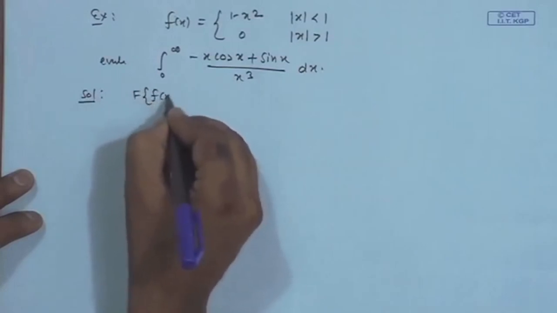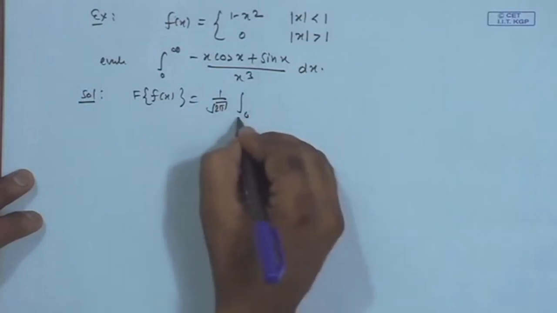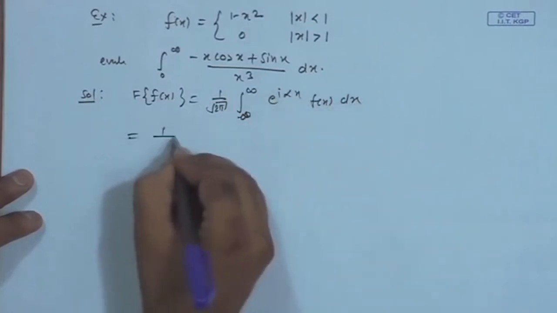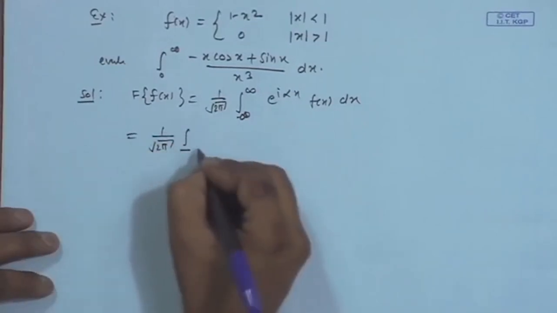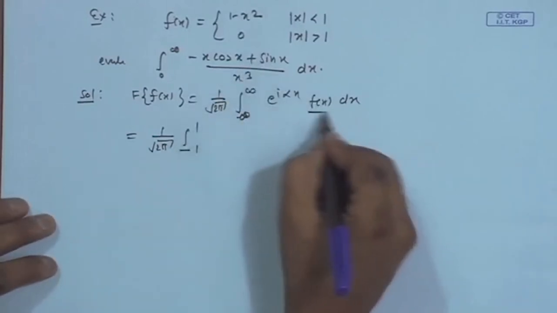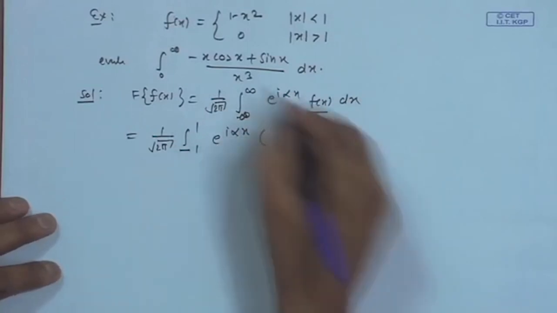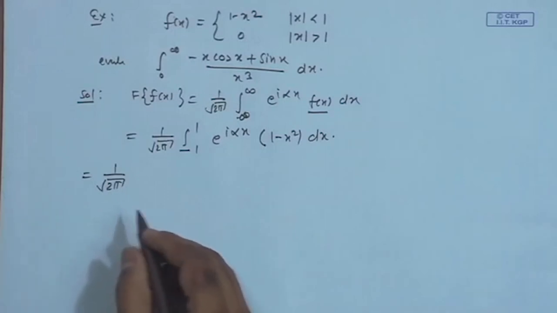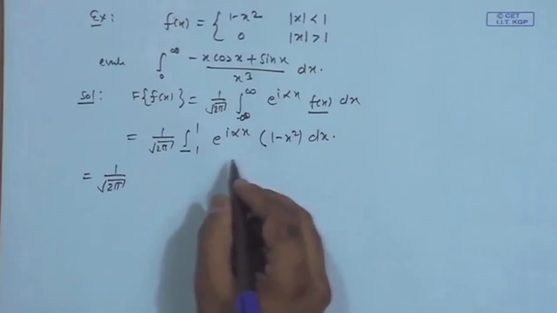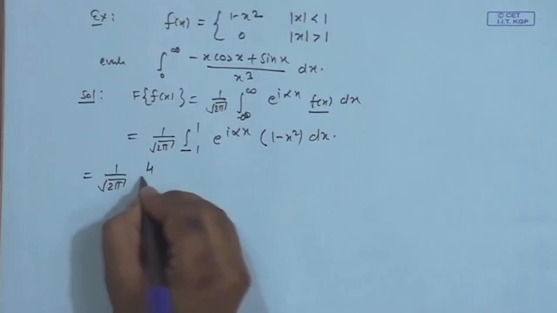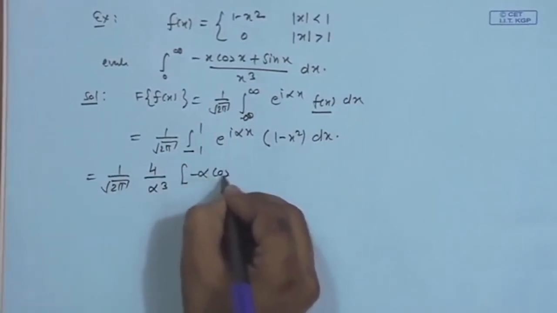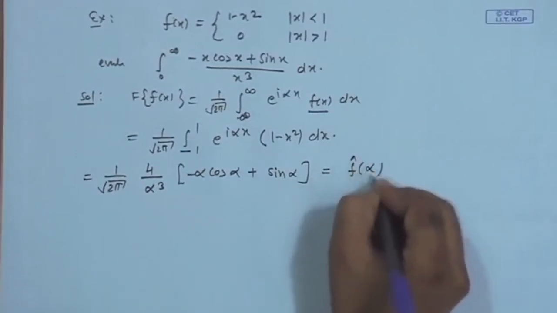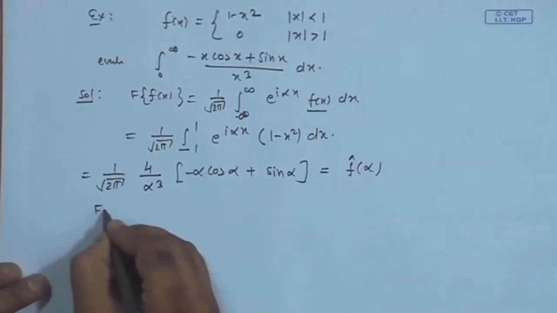So, we take the Fourier transform of this f(x): 1 over square root 2 pi, integral from minus infinity to plus infinity of e to the i alpha x f(x) dx. So, we have 1 over square root 2 pi, and from minus 1 to 1, because outside this f(x) is 0, e to the i alpha x, and then we have 1 minus x square dx. This we can integrate, and I am writing just directly the value: we will get 4 over alpha cube times minus alpha cos alpha plus sin alpha, and this is f hat alpha.